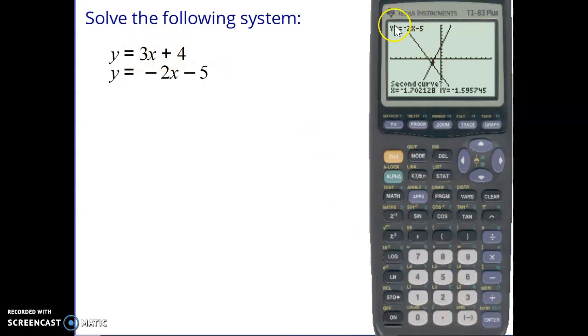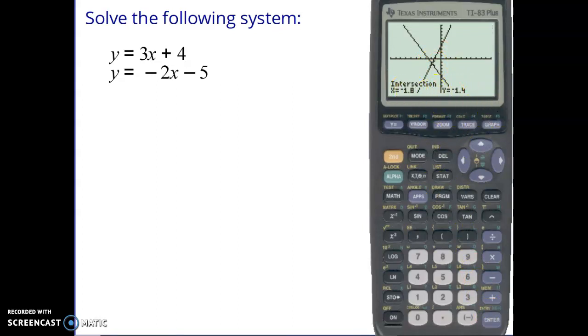And then it's going to say, well, is y2 your second curve? And again, yes, it is. There it is right there. And you can see it written right at the top. So I'll hit enter to tell it yes. And then it's going to ask me to guess. So usually I would need to move my cursor left or right to get close. In this case, it's already there. And I'll hit enter. And it will give me the point of intersection.